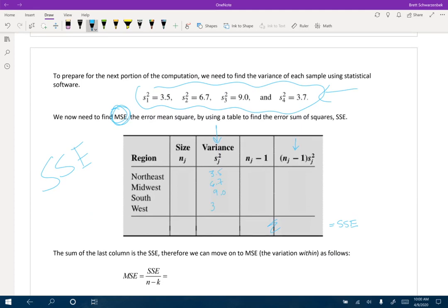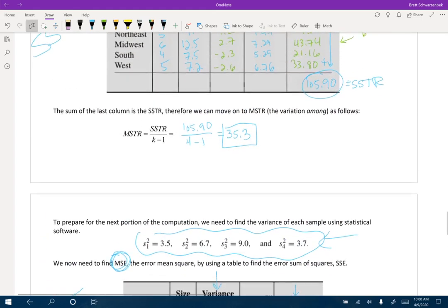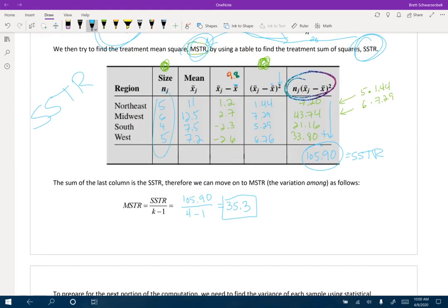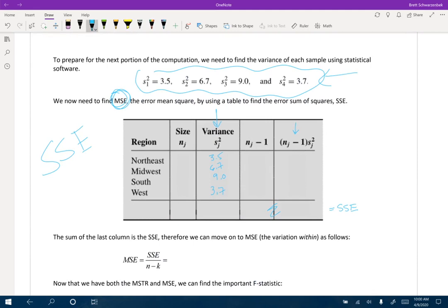We already have these sample sizes. They were listed here, 5, 6, 4, 5. So we can write those in. Okay, this column is just taking n minus 1, so 5 minus 1 is 4, 6 minus 1 is 5, and so forth. So, believe it or not, this one is actually much easier to calculate. There's not as much going on.